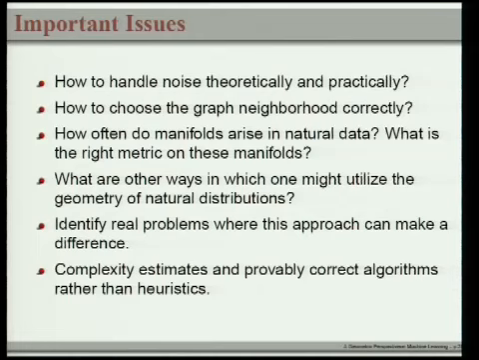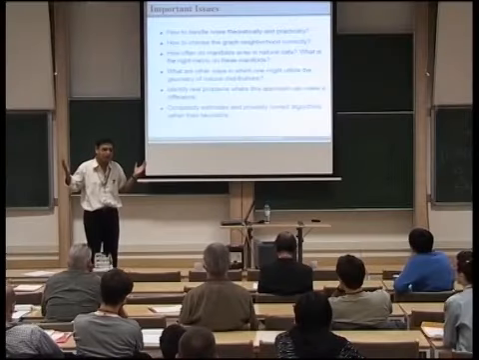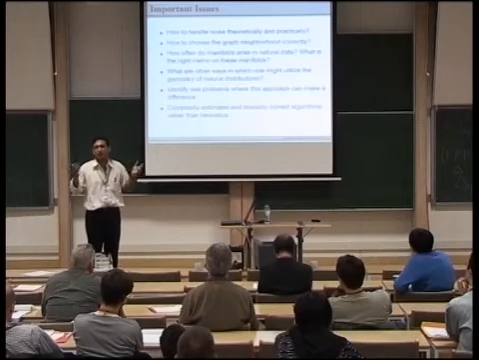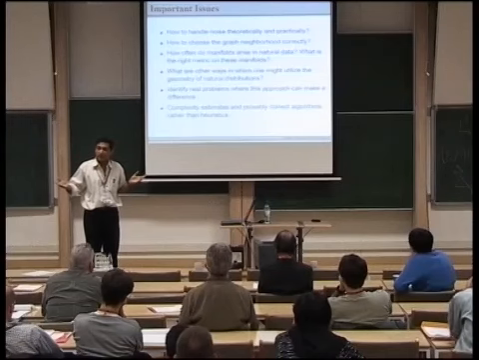So there are many questions: how to handle noise theoretically and practically, how to choose the graph neighborhood, how often do manifolds arise in natural data, can you identify problems, and so on. And I should say, one of the things that interests me quite a bit philosophically is this business of the manifold assumption, that data lives on a manifold, and people give you widely different reactions when you tell them that. Some people think it's the most natural assumption you can imagine, and some people think, oh, data cannot possibly live on a manifold. It's the kind of thing some mathematician would make up, and yet they believe in linear functions.